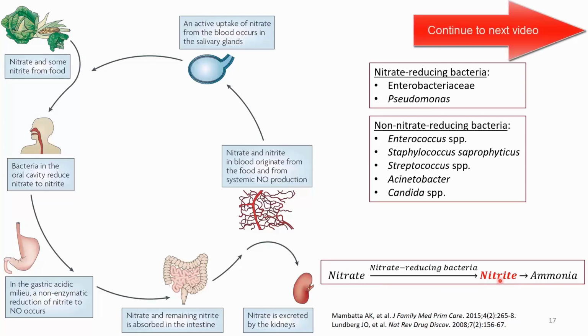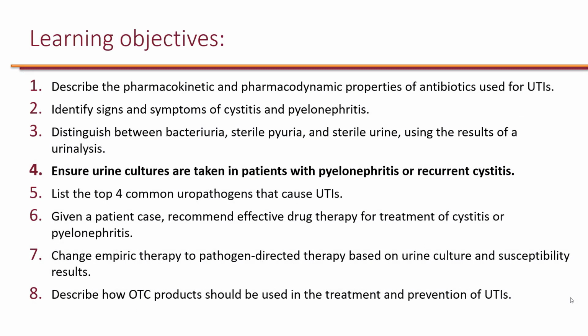If nitrite is positive, it suggests that there are bacteria, but if it's negative, you need to keep looking. We looked at signs and symptoms of cystitis and pyelonephritis. We distinguished between bacteriuria, sterile pyuria, and sterile urine using the results of a UA. Now the next learning objective is ensure urine cultures are taken in patients with pyelonephritis or recurrent cystitis.